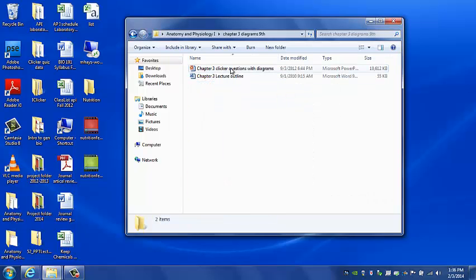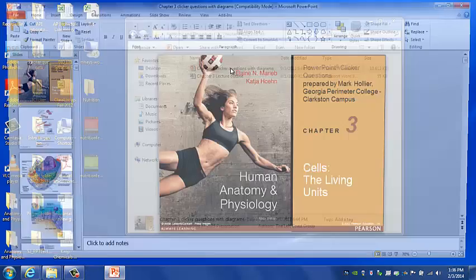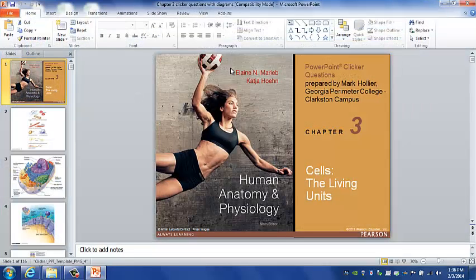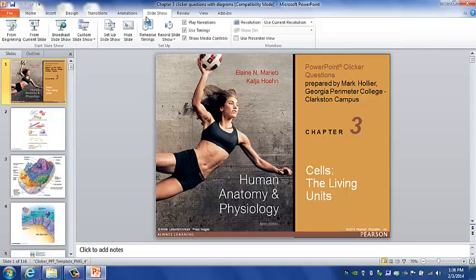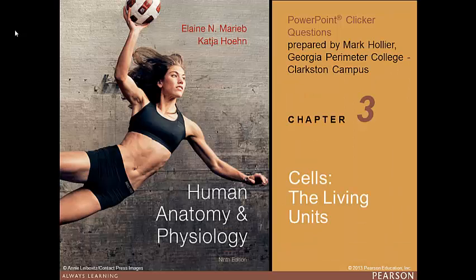Let's start chapter 3. Chapter 3 talks about what? Cells. So we're kind of going in order here, right? We started off with atoms and elements. Then molecules, kind of. And now we're into what? Cells. Cells is the smallest what? Living unit.